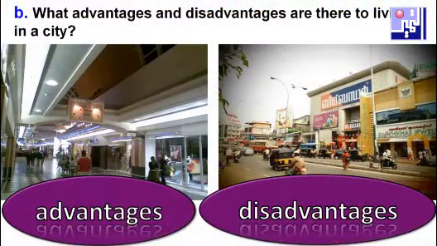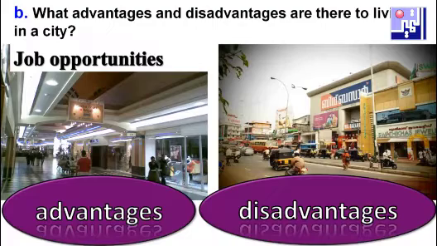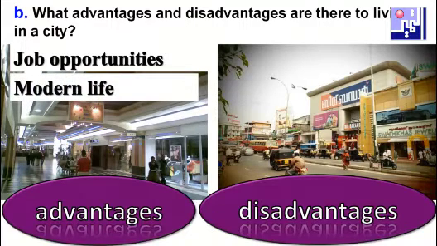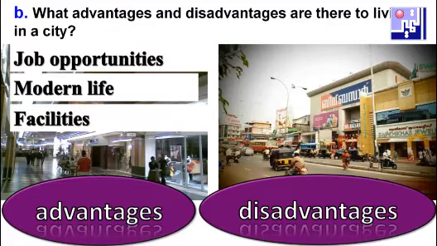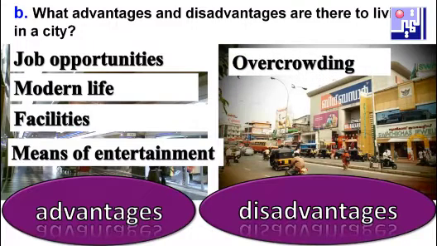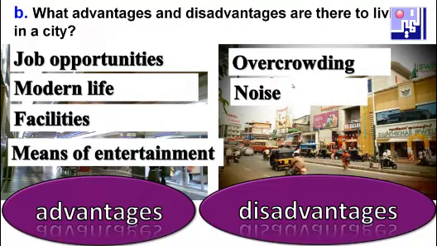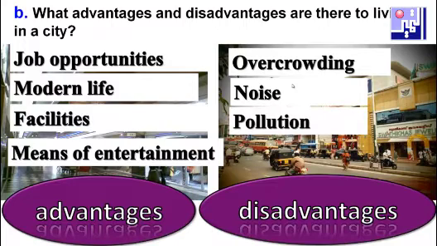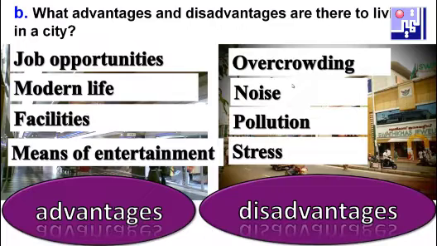After that, the next one. What advantages and disadvantages are there to living in a city? First, we begin with the advantages of living in the city or the town. The first one, job opportunities. You have the ability to find a job easily, better jobs. Then we have modern life. Then we have facilities. Then we have means of entertainment. After that, the disadvantages are overcrowding and noise, and a lot of pollution there. The last one, too much stress. Okay, this is about the advantages and disadvantages of living in the city.